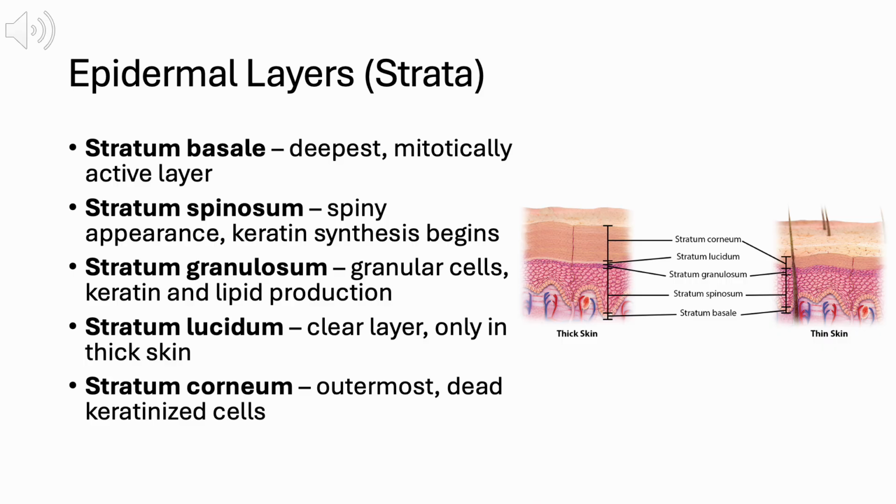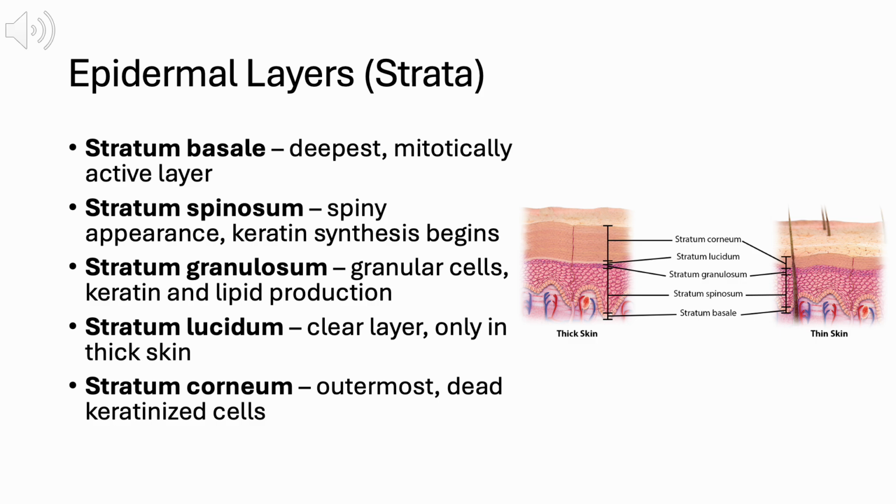The epidermis is arranged into layers called strata, with cells that change in shape and function as they move outward. The stratum basale is the deepest layer. It contains basal cells, which are stem cells actively dividing to form new keratinocytes. It also houses melanocytes and Merkel cells. Above that is the stratum spinosum, which gets its spiny appearance from cell junctions called desmosomes. Here, keratinocytes begin producing keratin and secrete lipids that contribute to the skin's waterproof barrier.